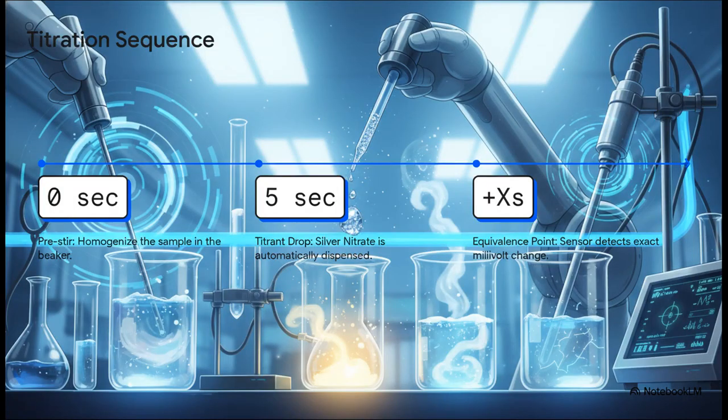Honestly, the true beauty of automated titration is just watching this sequence play out entirely on its own. The machine drops a stirrer into the sample for exactly 5 seconds, just to ensure a perfectly even distribution. Then it precisely drops in the silver nitrate. And as that chemical reaction happens, a highly sensitive electrode instantly detects the exact millivolt change in the liquid. It literally pinpoints the precise chemical equivalence point, totally removing the risk of human error.